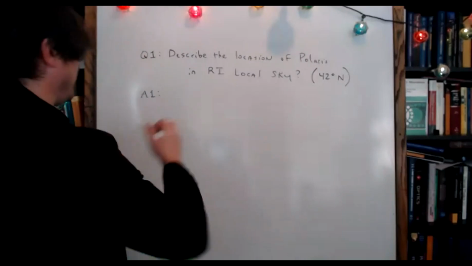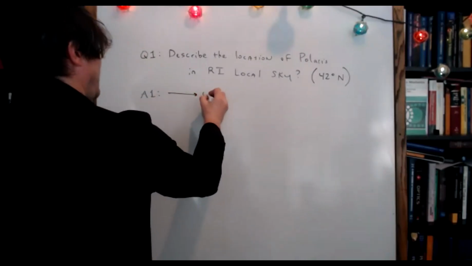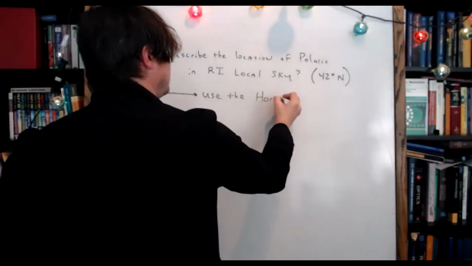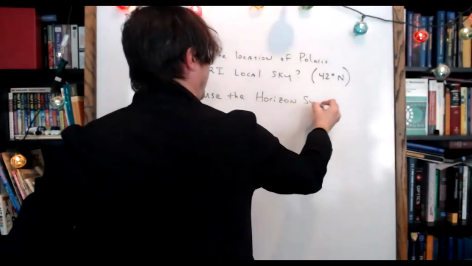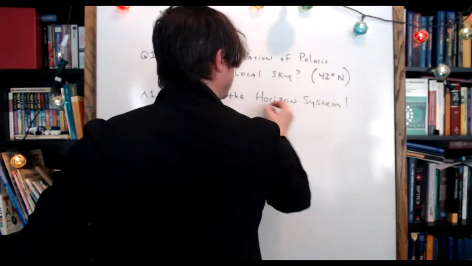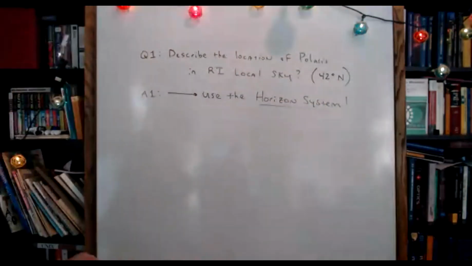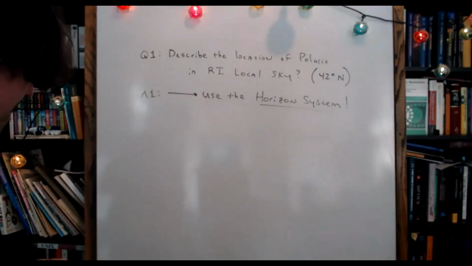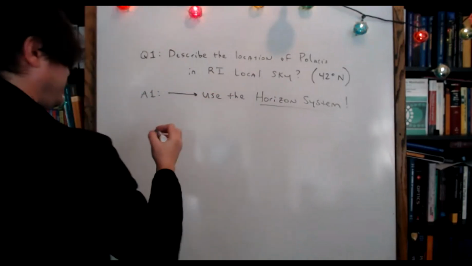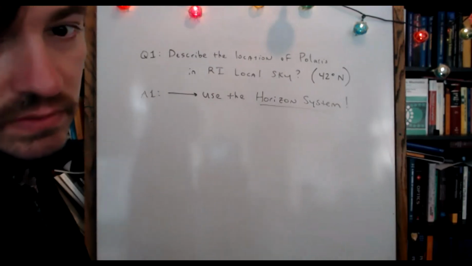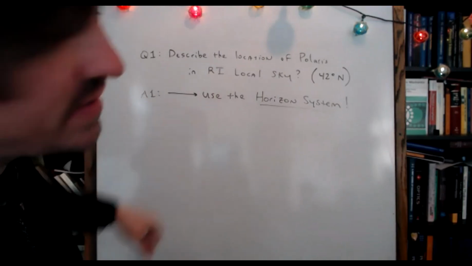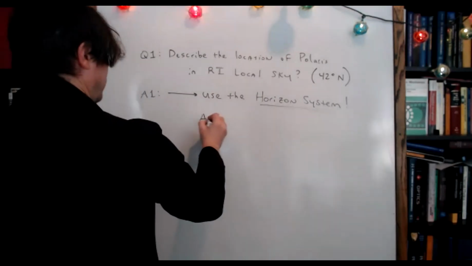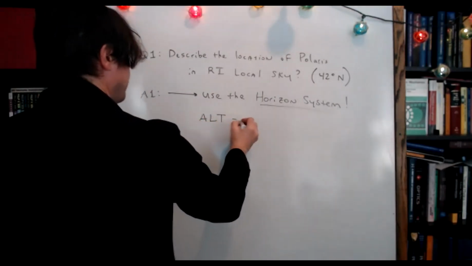Let's write that down. We have to use the horizon system. And what two angles does the horizon system use? Noah, while you're at it, what are the two angles? It's the degrees above the nearest horizon. What are their names? Is that altitude? That's one of the angles. What's the other one? And then azimuth.